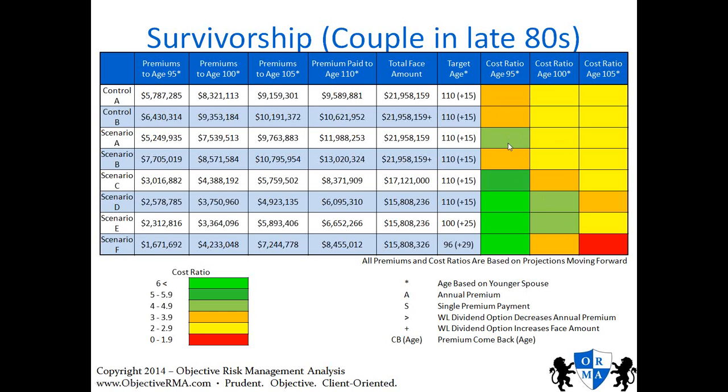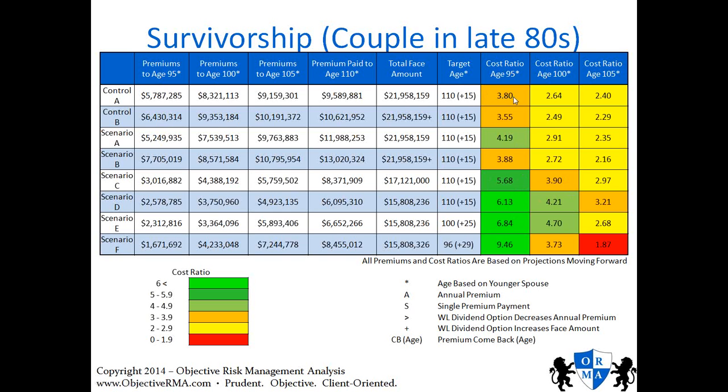And these colors, I'm going to get into that on the next slide. With control group A, if the insureds were going to live to age 100, we are going to pay $8.3 million in premiums. But I don't need this kind of face amount. I need 16 million, or 17 million. So I run different scenarios reducing it, and naturally, because we're reducing the insurance, the premiums are reduced. But how do you calculate which is the most cost-effective way? That's where these numbers come into play.